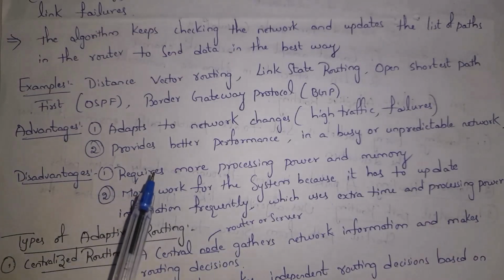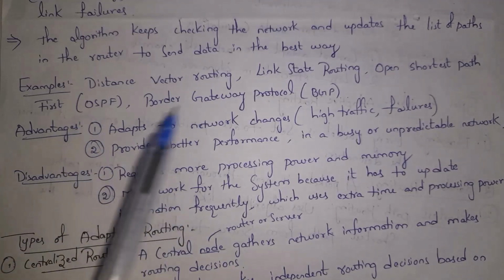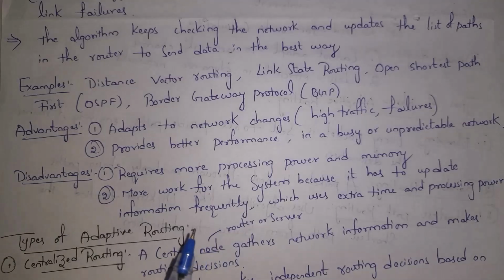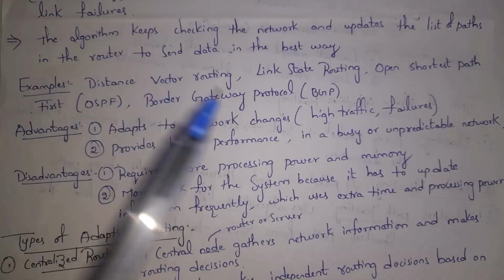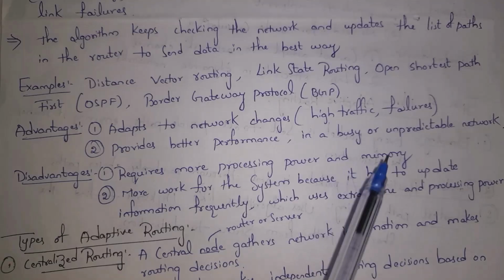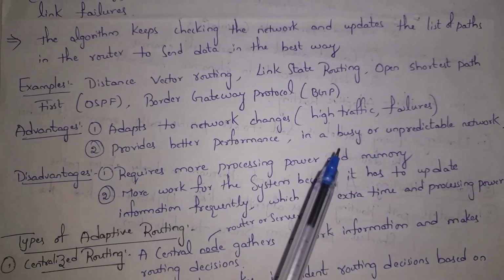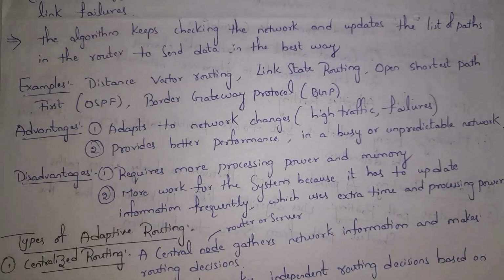These are advantages of adaptive routing algorithms. And the first one is that it adapts to network changes. Guys, the name adaptive routing algorithm means that these algorithms can adapt to network changes. Like if there is any high traffic or network failure, immediately the device will shift to another path in order to send data. And this dynamic routing will provide better performance. If the network is busy, that is nothing but so many devices are using the network, or if there is any unpredictable network, in those situations dynamic routing is suitable.